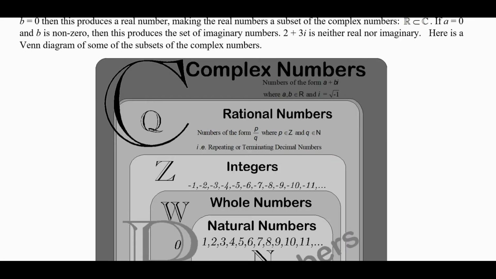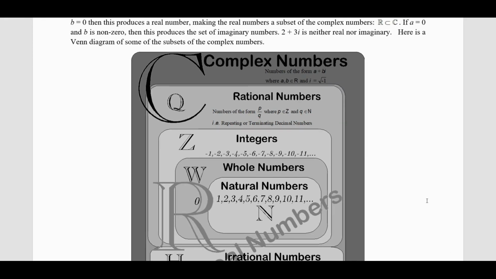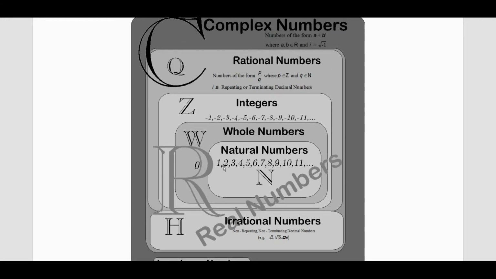And here's a Venn diagram of some of the basic number systems that we have. If we start with the natural numbers, which are given by an open-faced N like this, 1, 2, 3, 4, 5, 6, 7, 8, 9, 10, 11, 12, and so forth, those are the counting numbers. Most ancient cultures had something like that. A later addition was the whole numbers, to add 0 to that list.